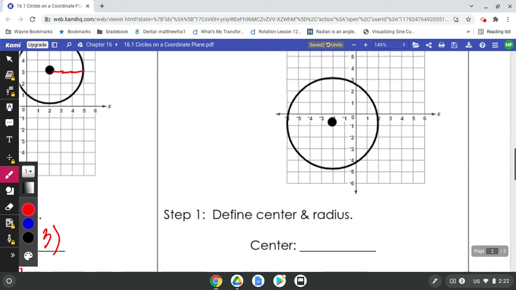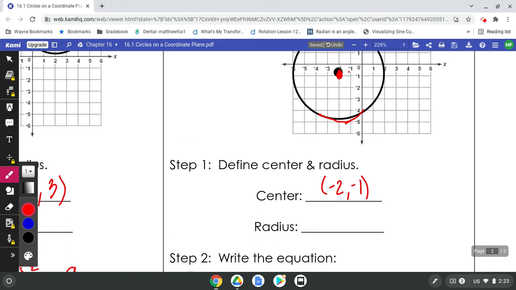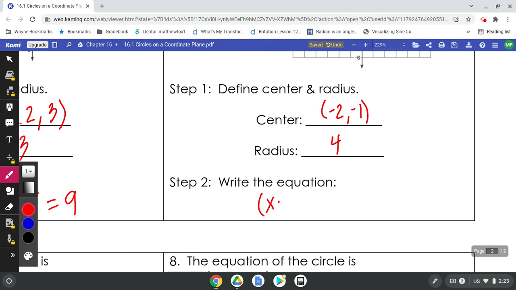On the next one, I was off when I made this PDF. It's off a little. That dot should be right there, center dot, and pretend this goes down all the way. So our center is at (-2, -1). The radius here, you can see 1, 2, 3, 4. So we write our equation, (x + 2) squared plus (y + 1) squared equals whatever the radius squared is, so 4 squared, which is 16.